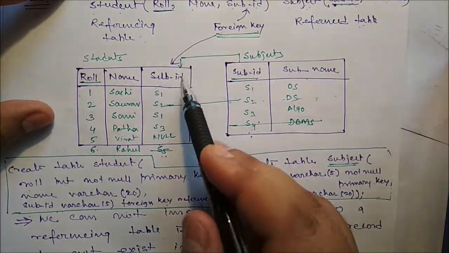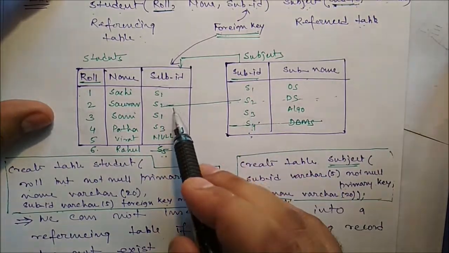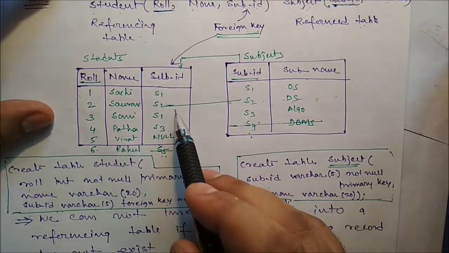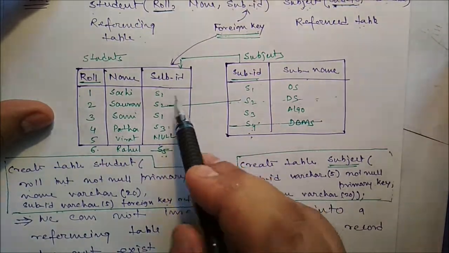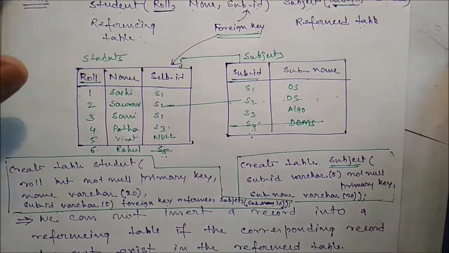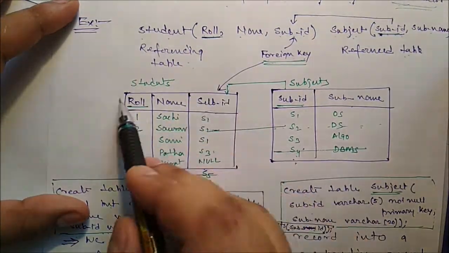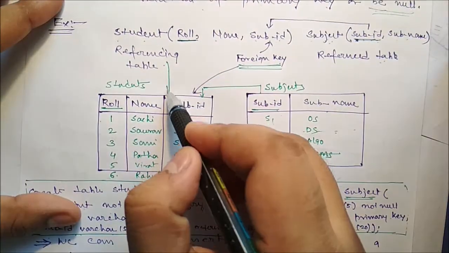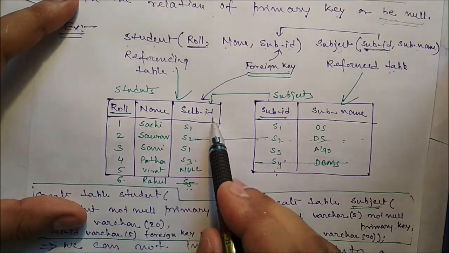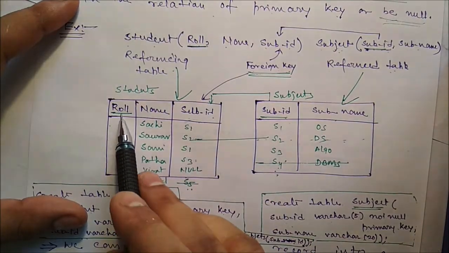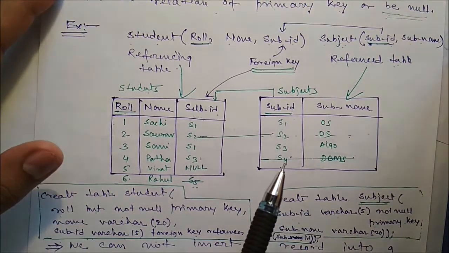But if the referencing table uses this particular value, that is, if the foreign key has that value, then we cannot delete. This is our referencing table, and this is our reference table. Subject ID is a foreign key. Here roll number is the primary key of the student, and subject ID is the primary key of the subject.